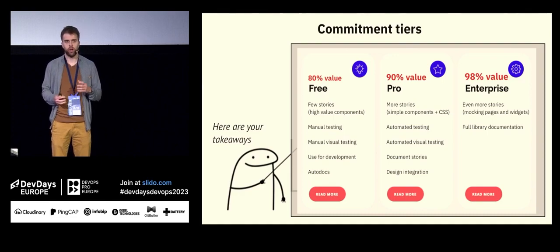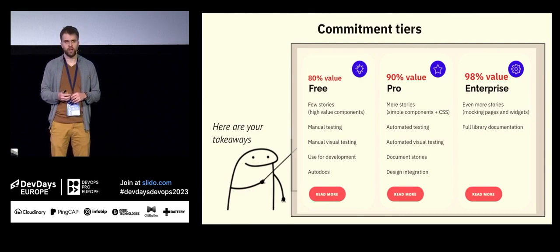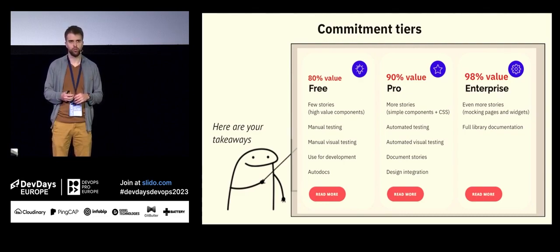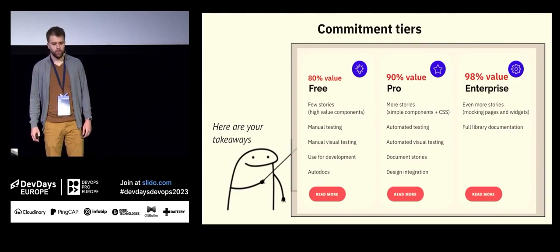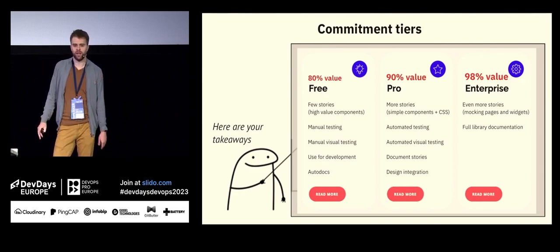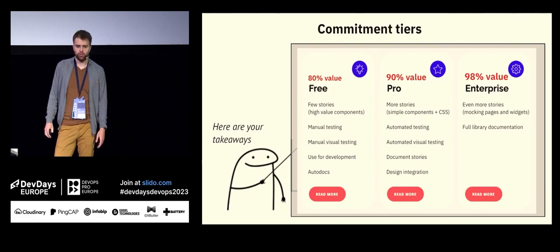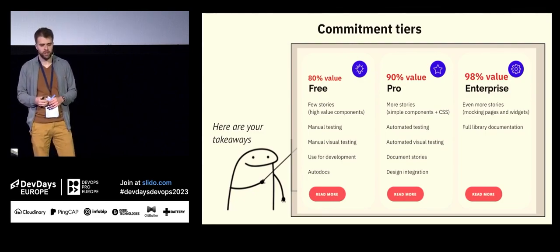You will use it primarily to communicate between developers, maybe stakeholders, but not designers yet. And you will use autodocs. Again, these are pretty much free. If you move a bit higher in investment costs, you get a pro tier. It should be like 90% of value. And you will also add stories for simple components and CSS in there.